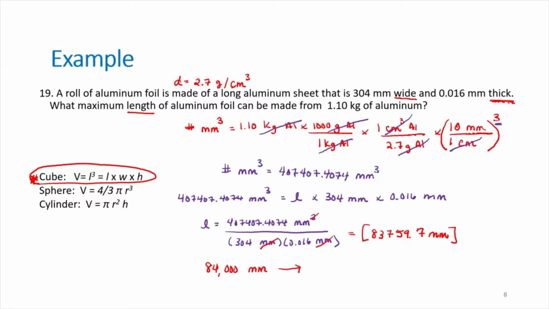You can write out the conversion if you need to, that's totally fine, but you need to get comfortable with seeing that that would be equal to 84 meters. So if I have a sample of aluminum foil that is 304 millimeters wide and 0.016 millimeters thick, the maximum length of aluminum foil that can be made if I have 1.10 kilograms of aluminum would be 84 meters. Many millimeters, but 84 meters long.